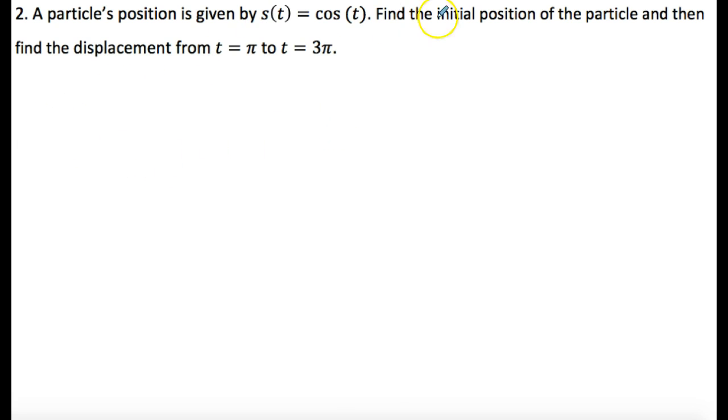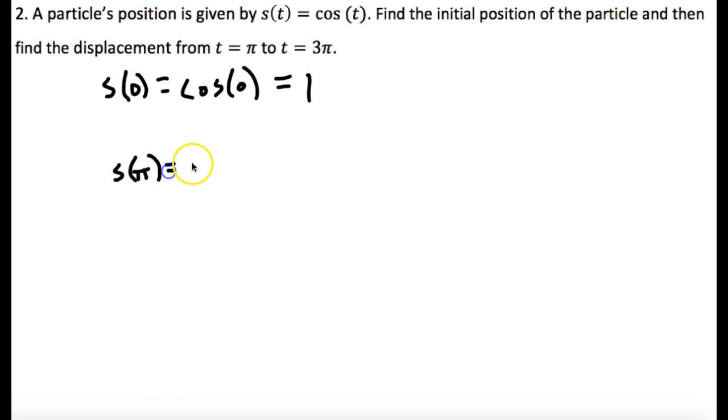All right, first, initial position, where my particle begins at t equals 0. So s of 0 is cosine of 0. Well, if I'm thinking about my cosine function on the unit circle, at 0, the x value is 1, right? So my initial position is 1. Now, we want to find the displacement from t equals pi to t equals 3 pi. So I need both of those pieces of information.